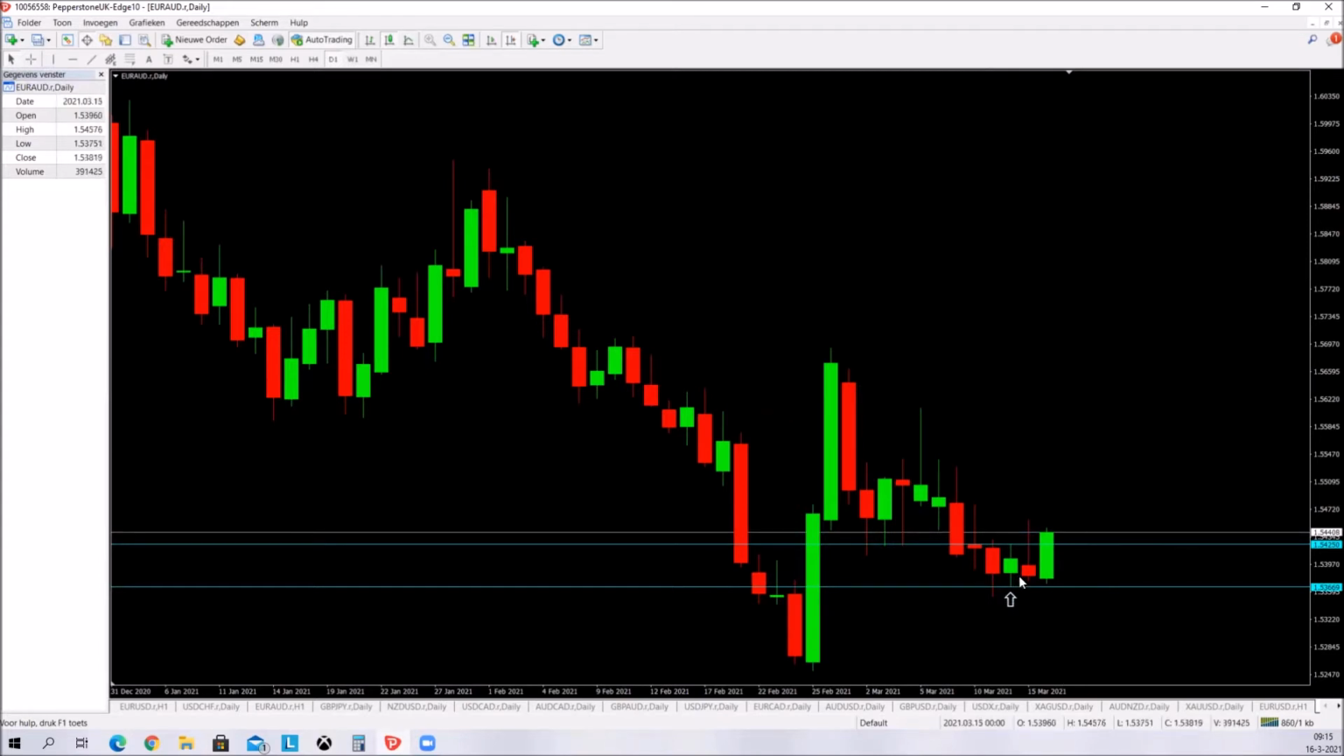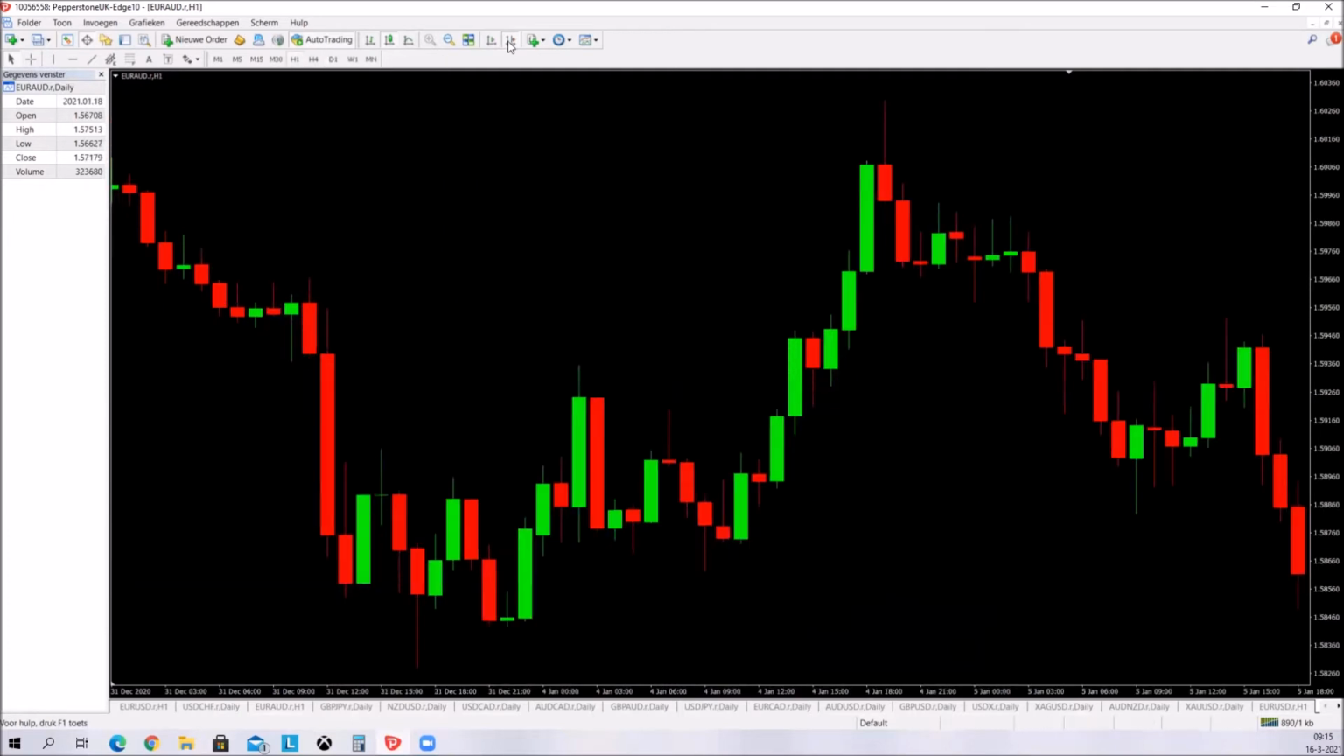However, the way I use it is a bit different because I wait for a break. I don't trade towards a breakout of a certain area, but I wait for the break and then I want to see what happens. So let's go to the hourly time frame.